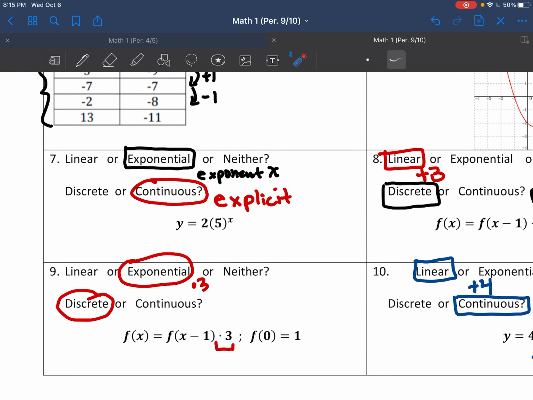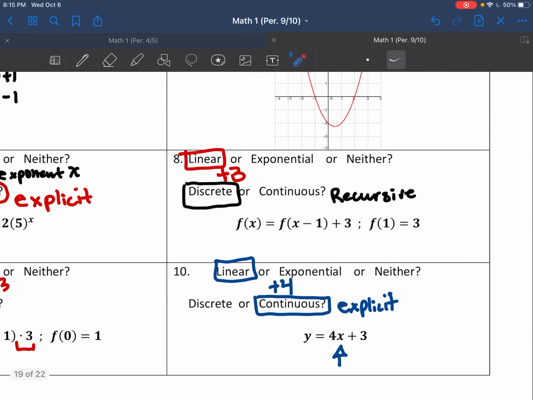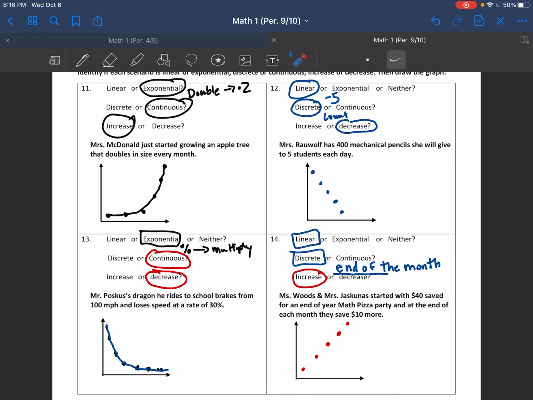9 is exponential because we are multiplying by 3. It's discrete because, again, we have a recursive. 10 is linear because we are adding by 4, and it's continuous because it's an explicit.